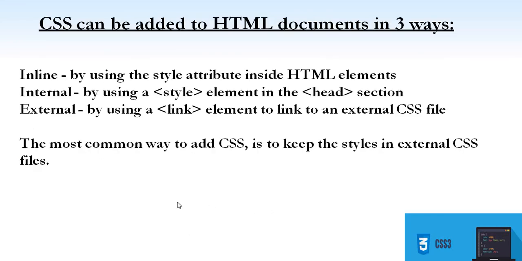So next, how to use CSS in HTML. We can use CSS in HTML in three ways. One is inline. Inline means you can simply use the property by declaring it in a single line with the tag. Internal means you should use a style tag within the head part. External means by using a link element you can include the external CSS file. The most common way to add CSS is to use external CSS files.